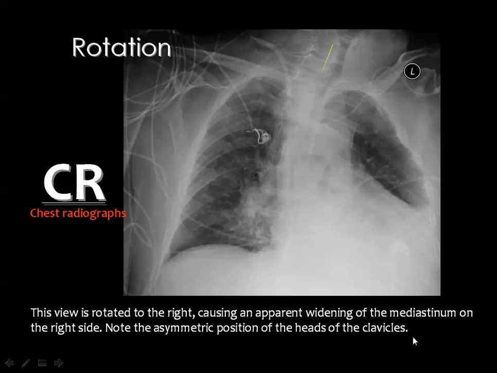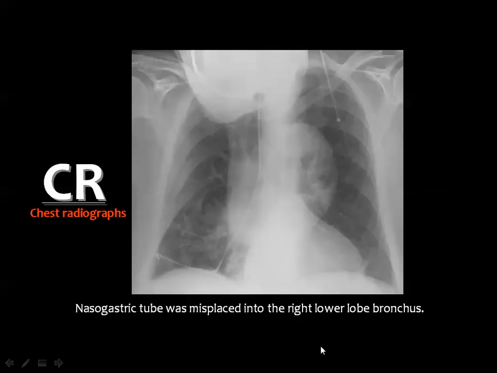And this tilt or rotation may be so severe, as you can see here. There is a big difference between the distance on the left side and the distance on the right side. This will result in displacement or apparent displacement of the cardiac shadow to one side and a false impression that there is enlargement of the hilar shadow or a possible mass in the hilar shadow.